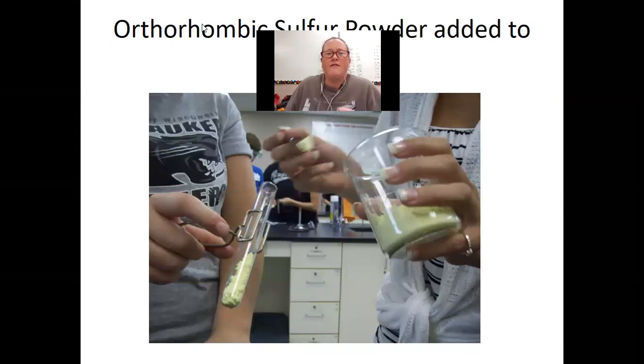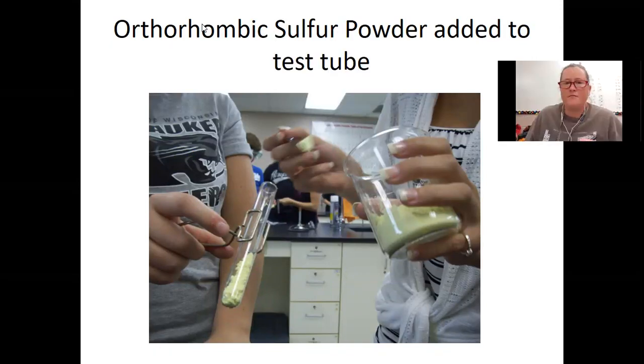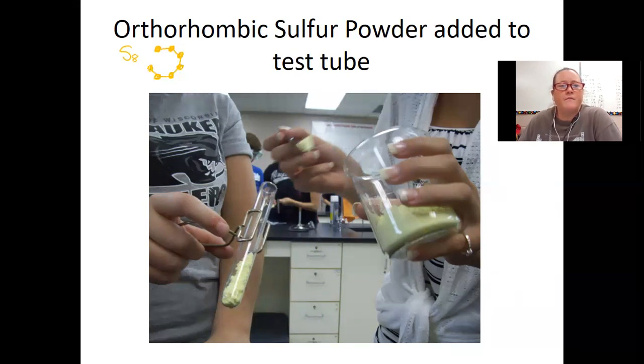So in the very first part of the lab, we took some powdered sulfur, and this is orthorhombic sulfur powder. I want to remind you that a sulfur molecule has 8 sulfurs, and those 8 sulfurs are arranged in a ring. If you were to put it on its side, it kind of looks like a crown.